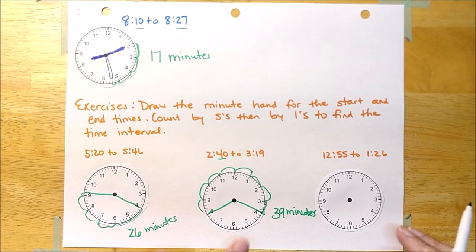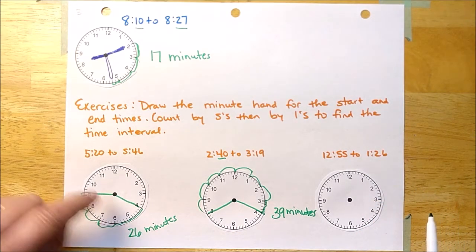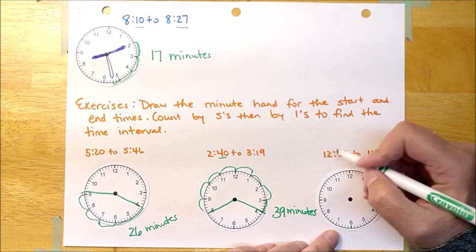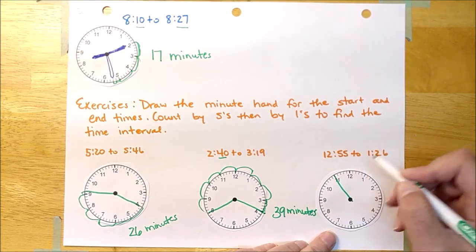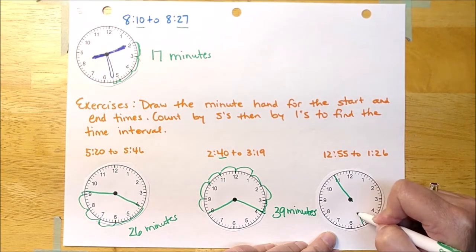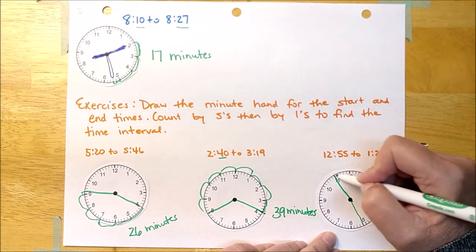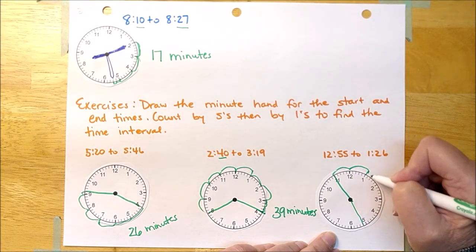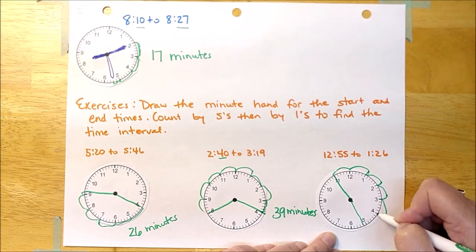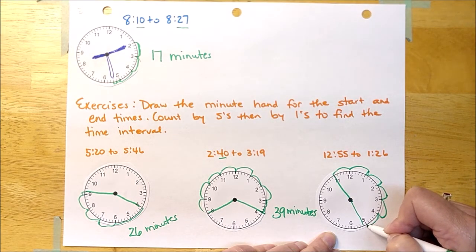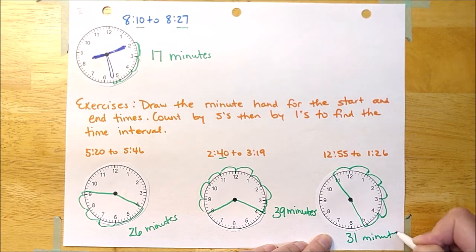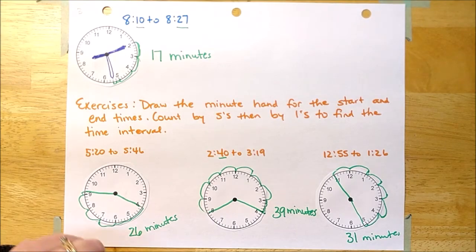Okay, one last one. I hope you figured that one out. That was a little more tricky because that one only had to count by ones once. Here you had to count by ones 4 times. Okay, so we are at 12:55 and we're going to go to 1:26. So it's 25, 26. So we're going to go 5, 10, 15, 20, 25, 30, 31. So 31 minutes went by in order to figure out that one.